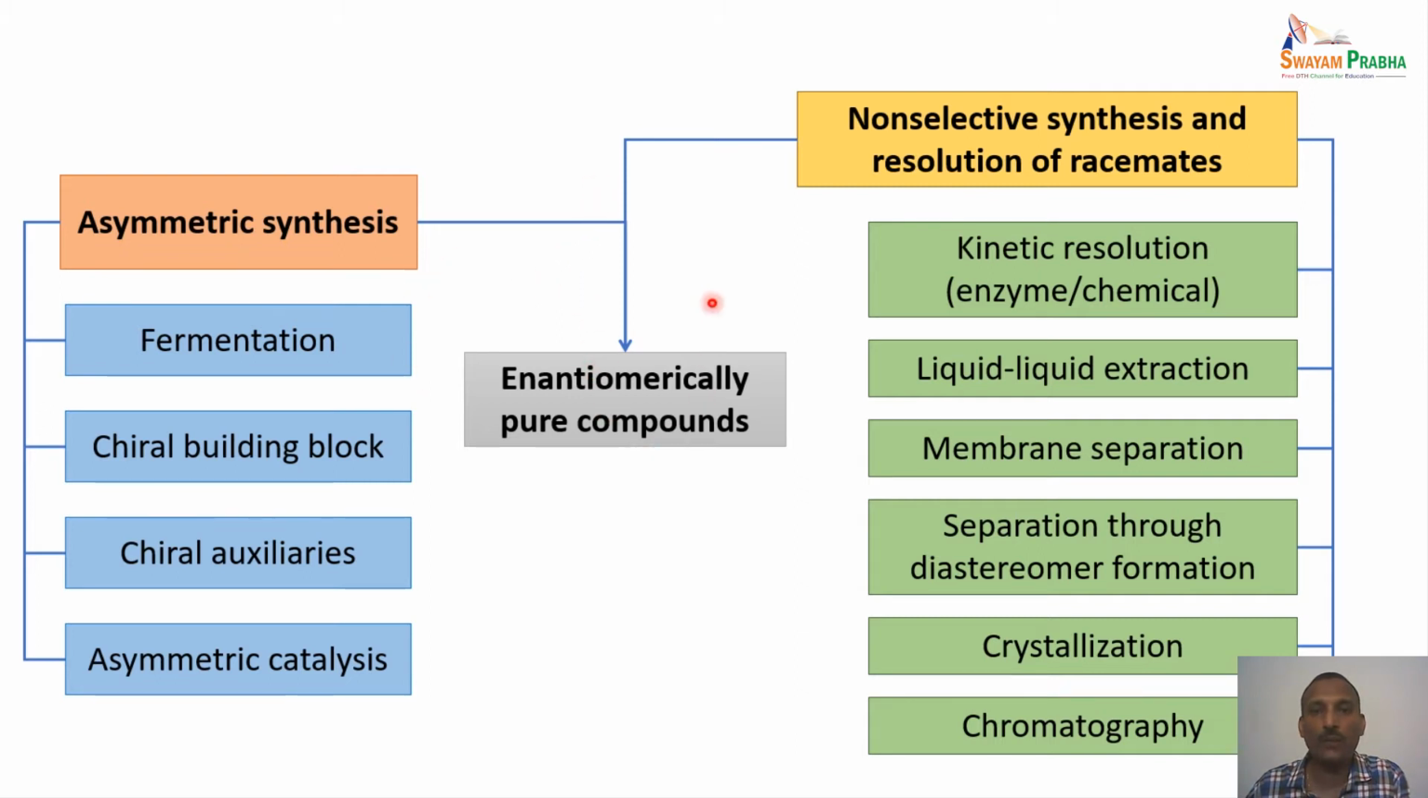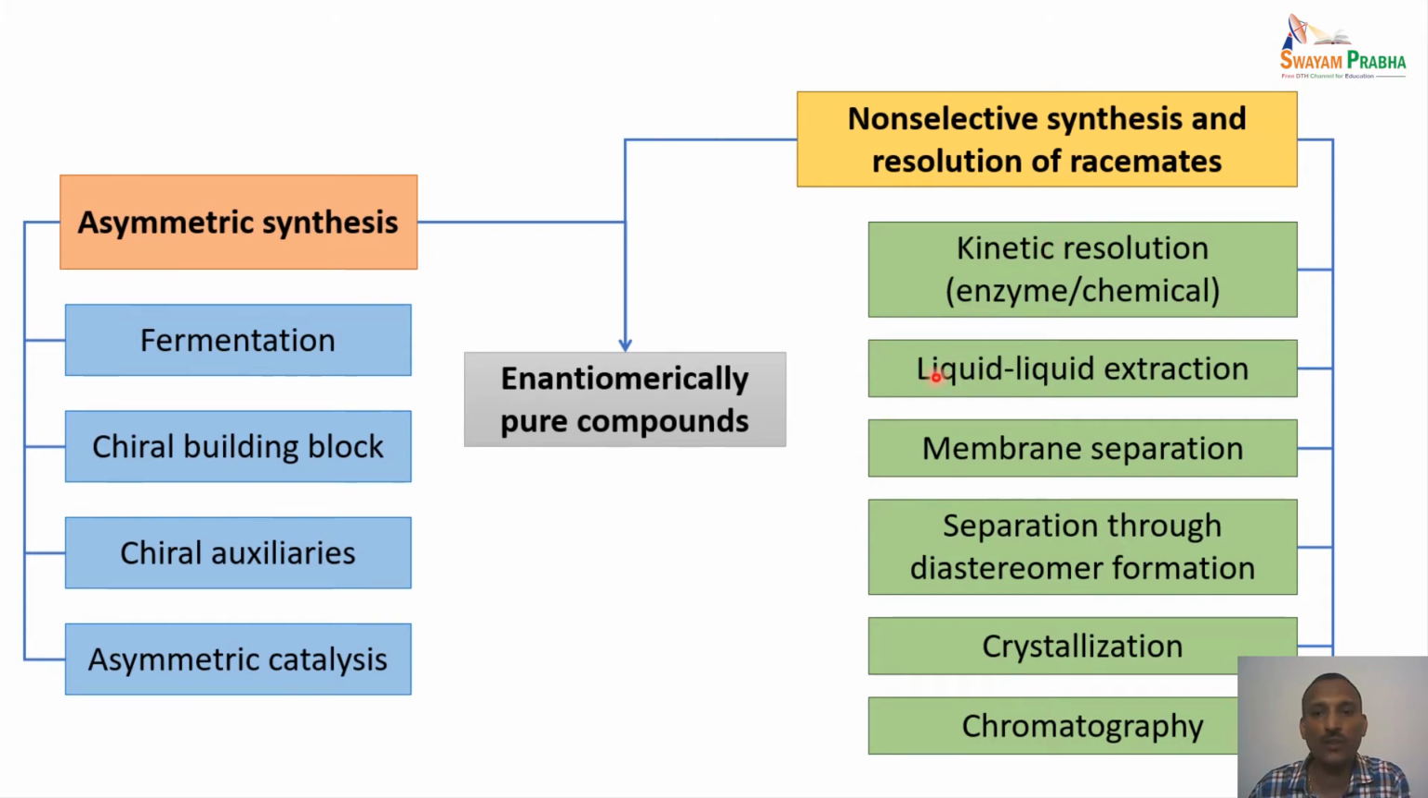In this chart, we will be looking at various ways by which enantiomerically pure compounds can be synthesized. One is based on asymmetric synthesis. In asymmetric synthesis, we have the fermentation method, chiral building block method, chiral auxiliaries, asymmetric catalysis. So in this particular session we will be studying more about these kinds of asymmetric synthesis methods. And there are some non-selective synthesis methods, and the resolution of racemics is also known, which is called kinetic resolution. We will be looking at both the enzymatic and the chemical method in this particular session.